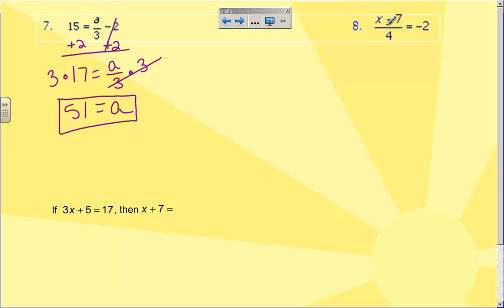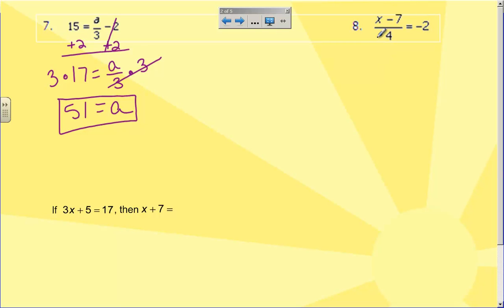Now number 8 is the exception to that go backwards through PEMDAS rule. What's different about this problem and the problem before it is that the one we just did has a variable divided by a number. The one we're getting ready to do has a quantity divided by a number, which means it has several things. It has an x minus 7 and the whole thing is divided by 4. It's not just a variable.